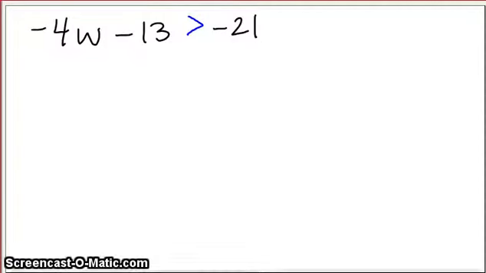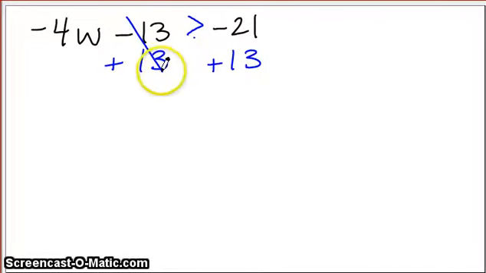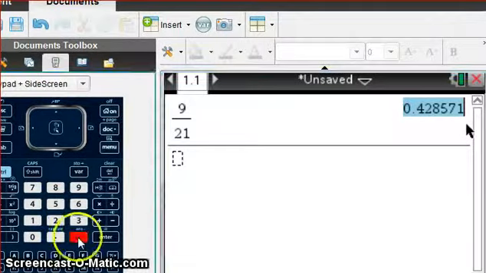All right, so this looks pretty much just like an equation. The only thing is that instead of an equal sign right here, I have a greater than sign. So I need to get W by itself. I need to move this 13. How am I going to move that 13? Well, right now I'm subtracting it, so I need to add it so I can cancel it out. I'm left with negative 4w. I still have greater than, and what is negative 21 plus 13?